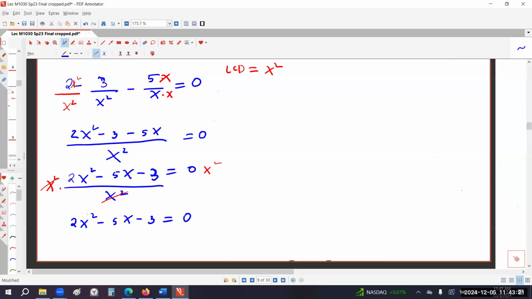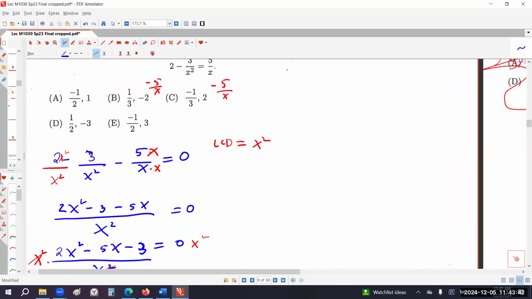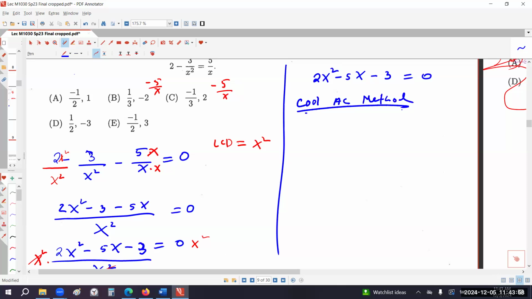If you do want to do factoring, then you choose AC method. But I saw some of you did AC method in a cool way. So I want to show all of you this method. We have 2x squared minus 5x minus 3 equals 0. So, cool AC method. It's different than the usual AC method.